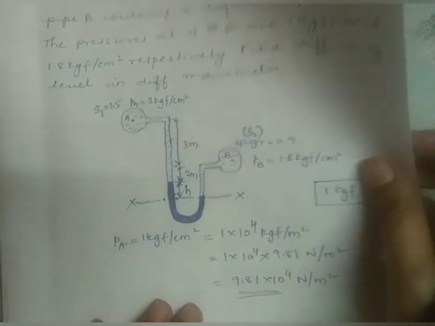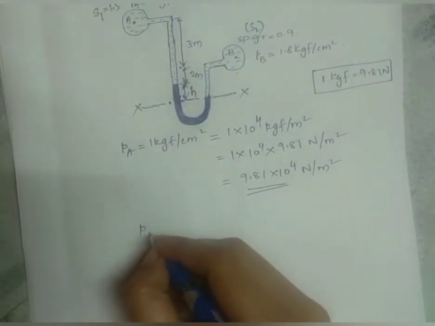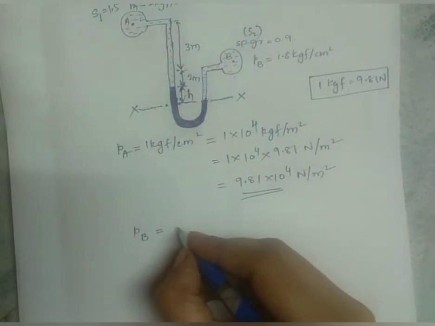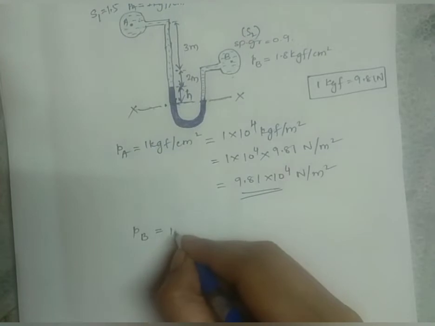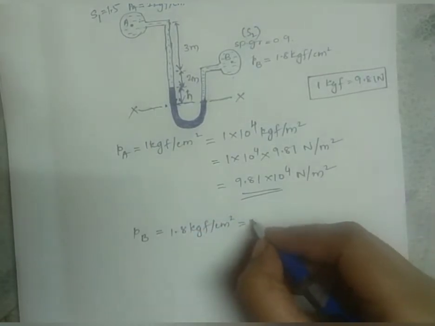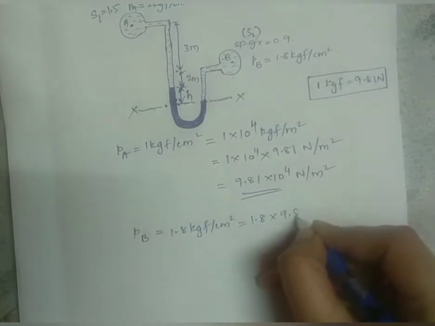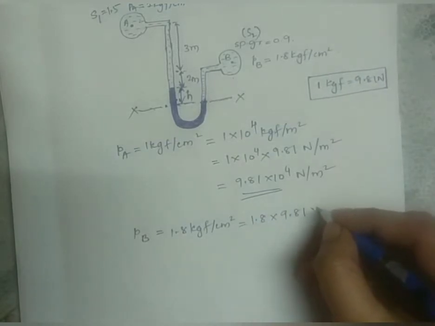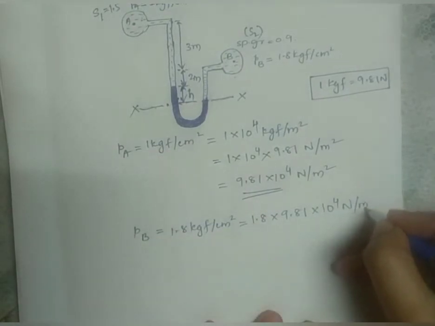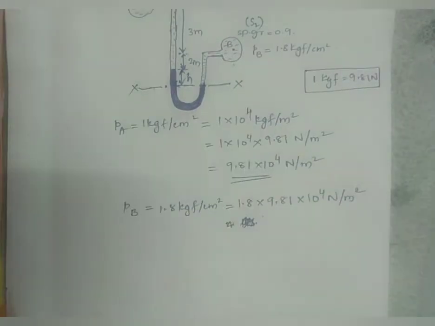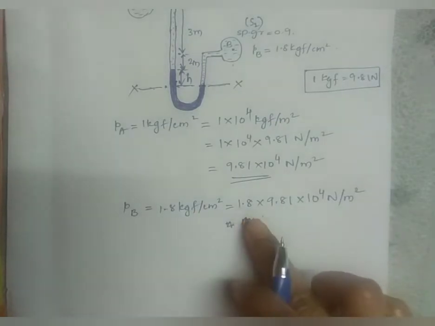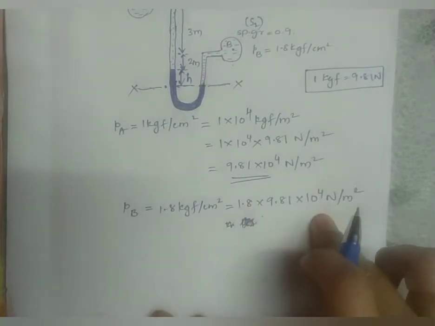And what is the pressure at point B? PB is given as 1.8 kilogram force per centimeter square. Again multiplying this with 9.81 to convert it to Newton, and 10 raised to 4 to convert into meter square, it will be in Newton per meter square. So we converted PB into Newton per meter square.